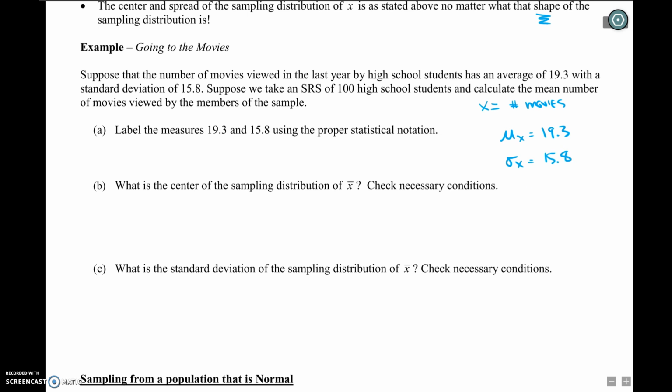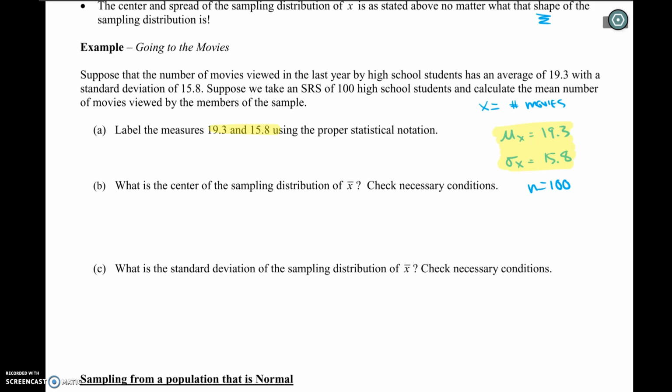Suppose we take a simple random sample of size 100. Calculate the mean number of movies viewed by the members of the sample. Label the measures. Well, I guess I did need to do it. I labeled these measures using proper notation. I think that's important. But they are parameters. They are true means and true standard deviations.